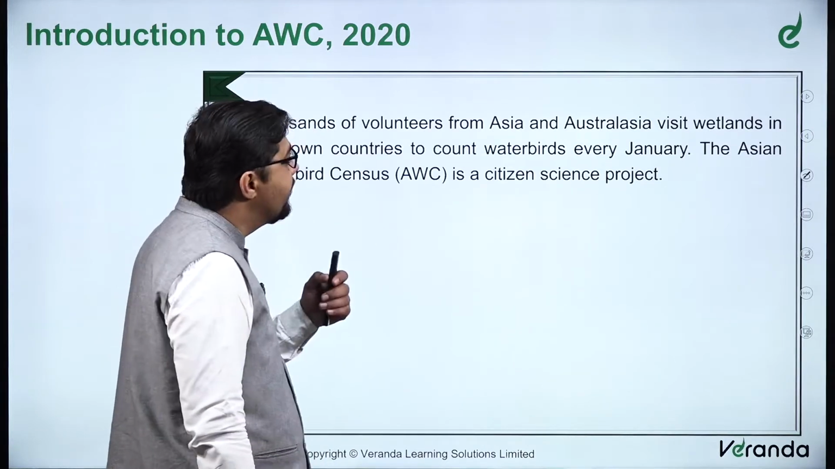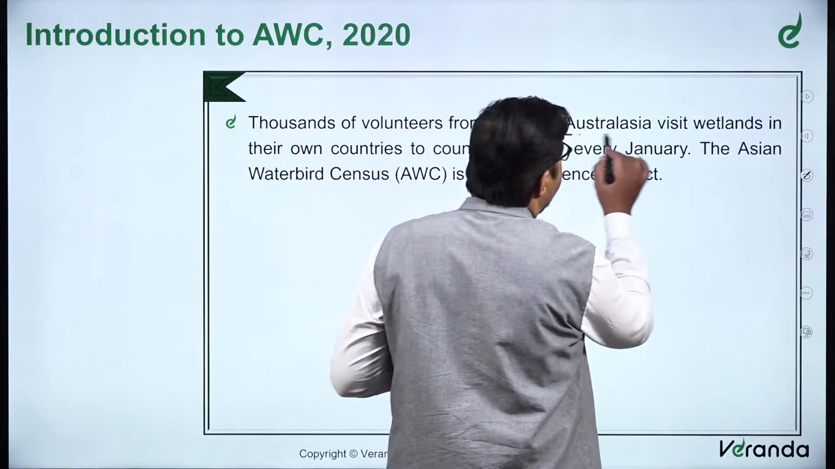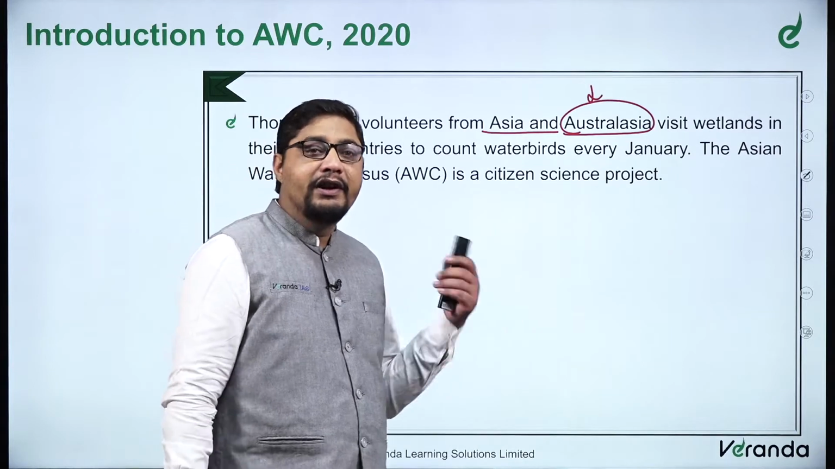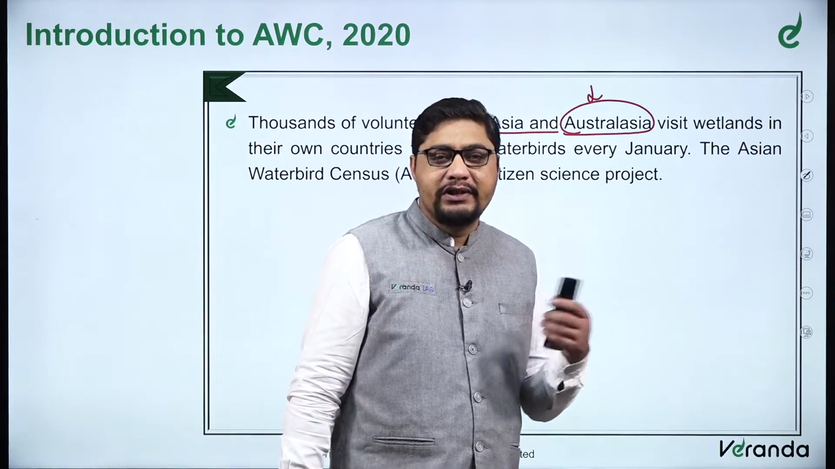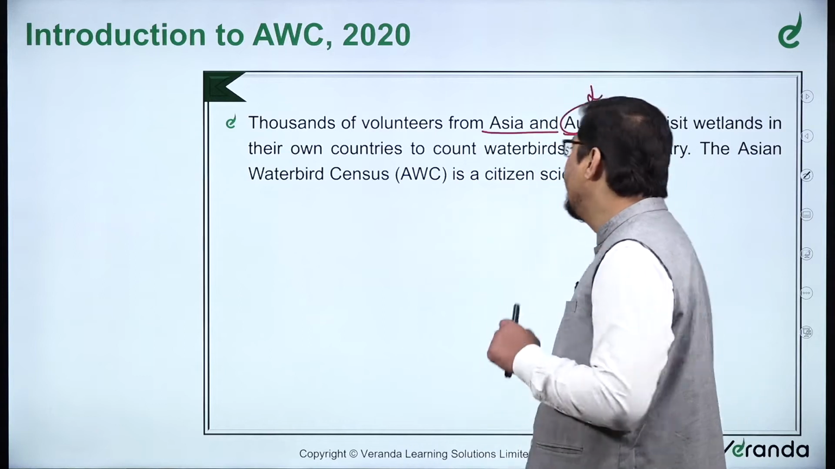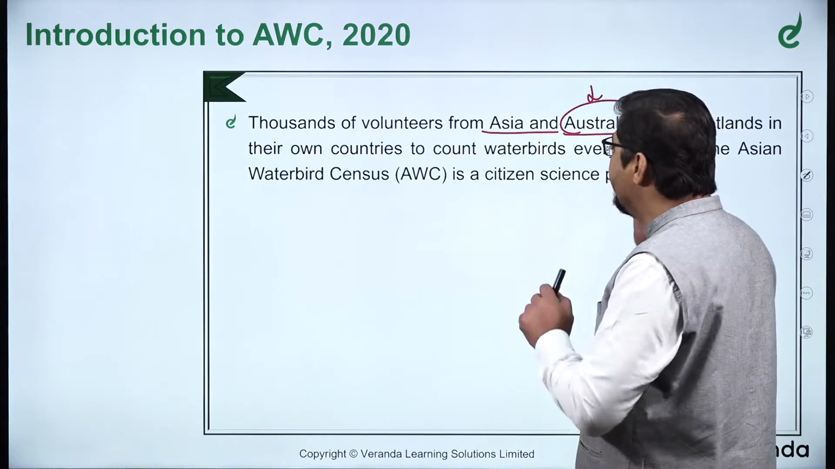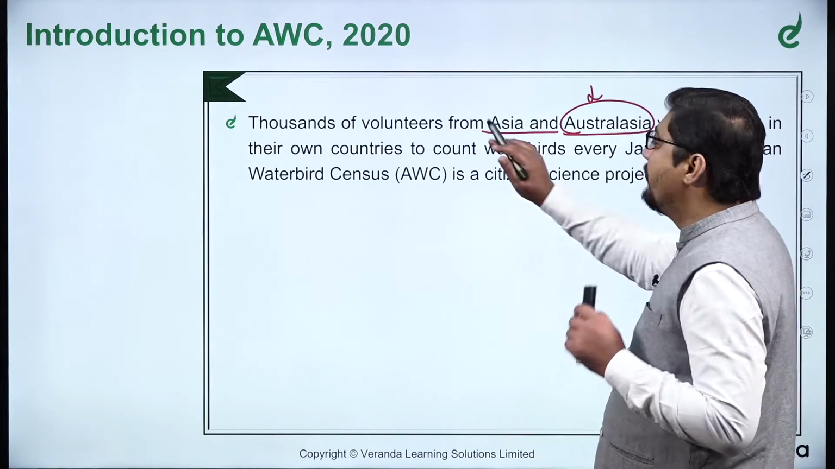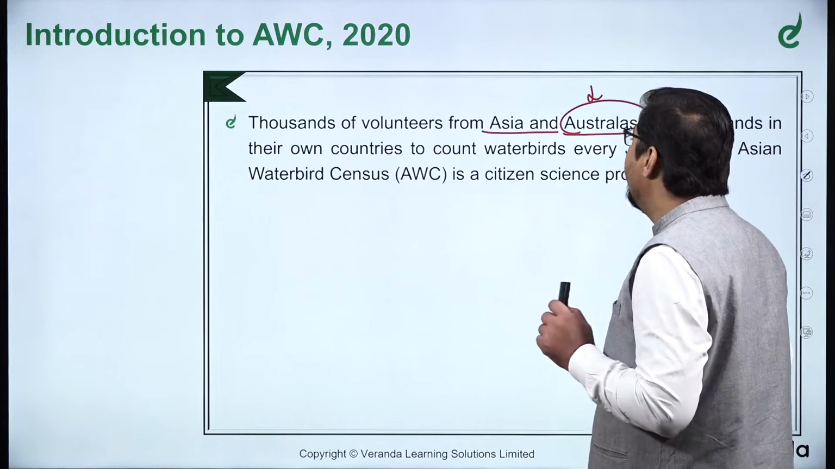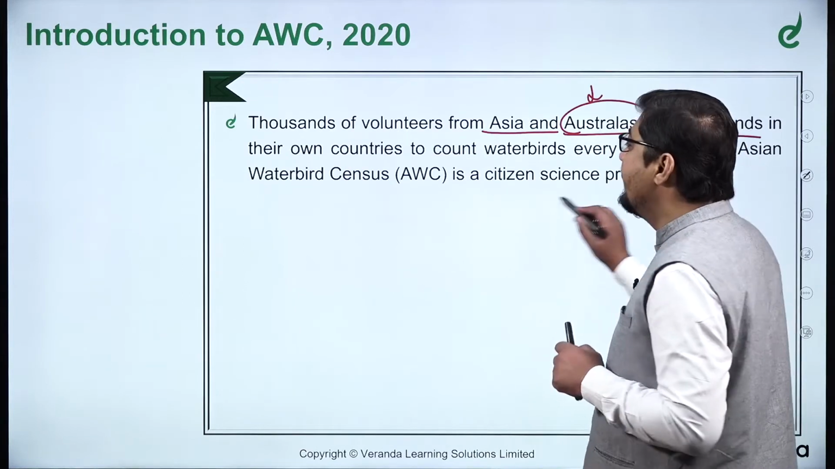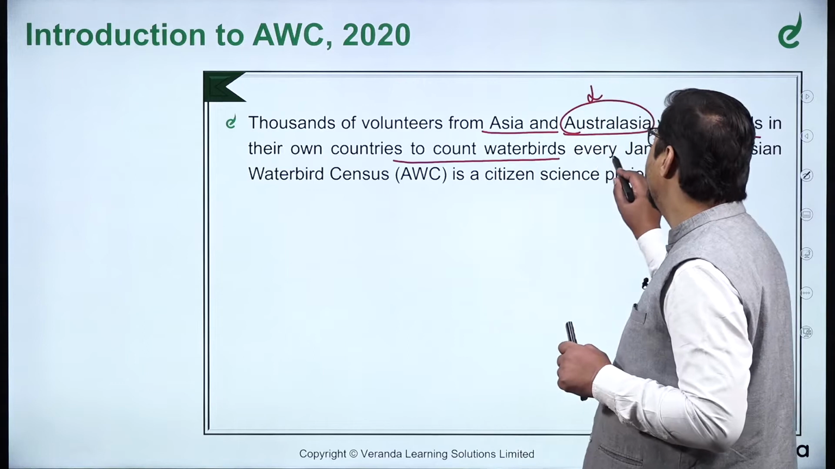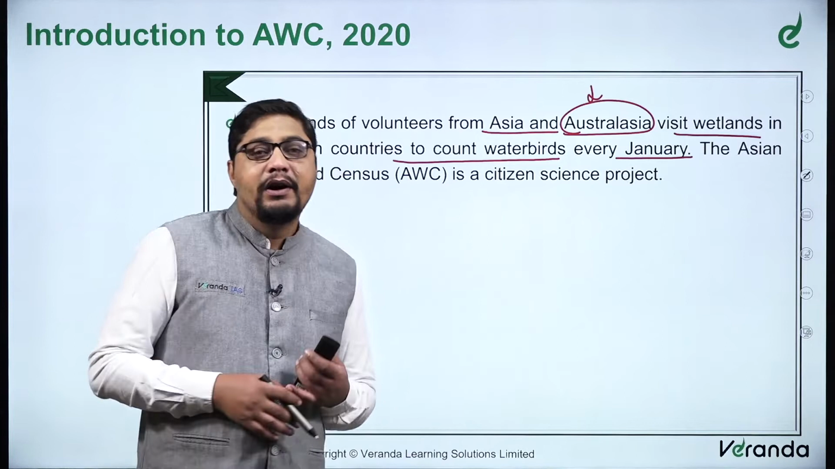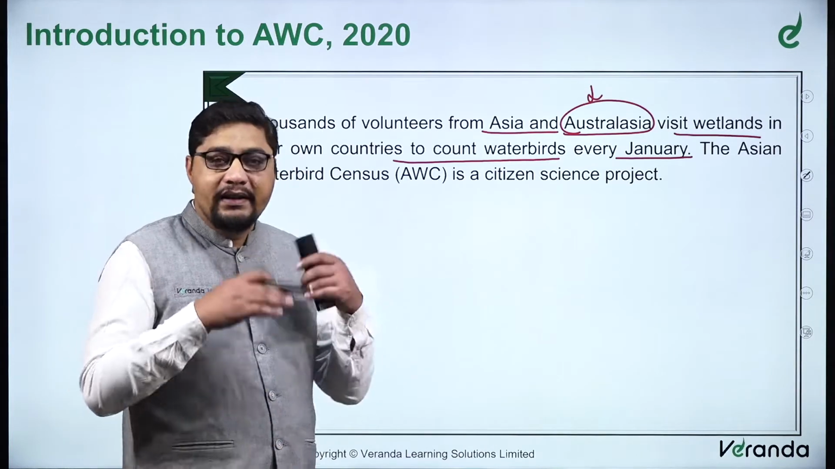Now, thousands of volunteers from Asia and Australasia. Australasia is a region which includes the countries of Australia, New Zealand, and surrounding small islands, like Polynesia and all those things. So Australasia is simply the word used for Australia, New Zealand, and the countries nearby. So it is the outcome of volunteers from Asia and Australasia who visit wetlands in their own countries to count waterbirds every January. So January is a period where people actually go visit wetlands and carry out the census.